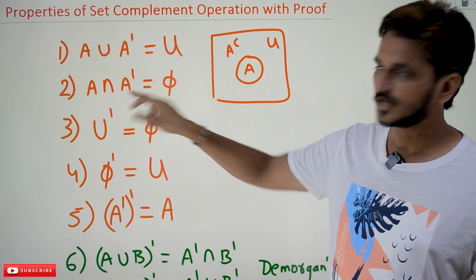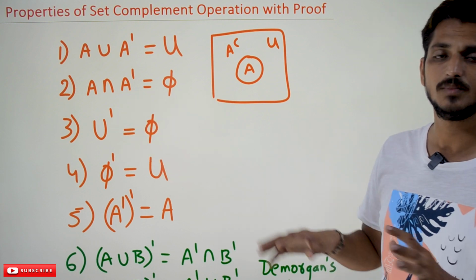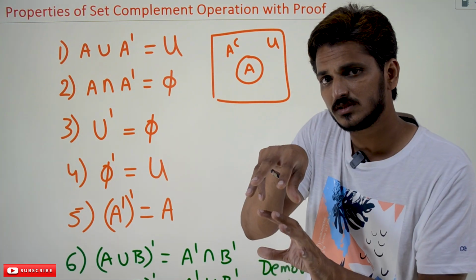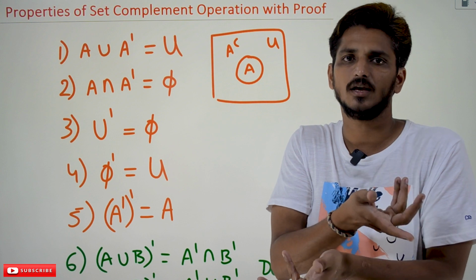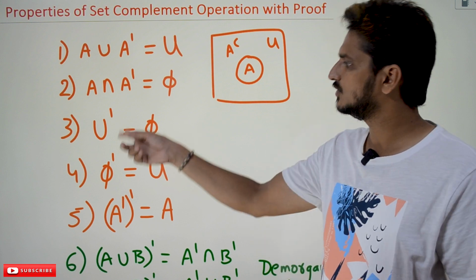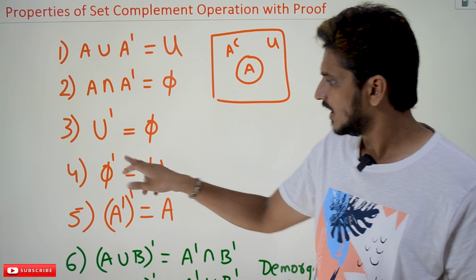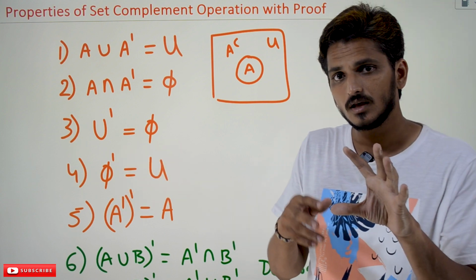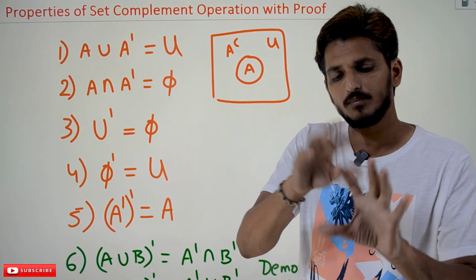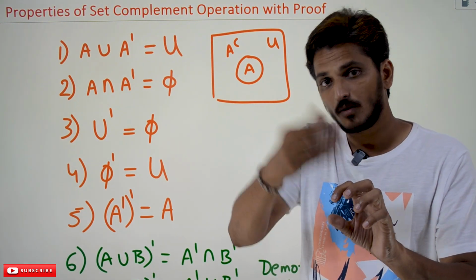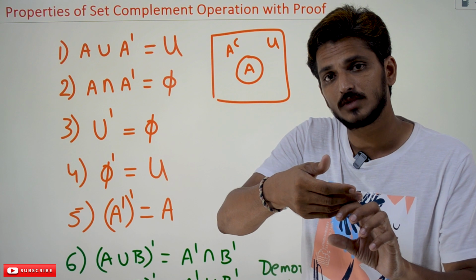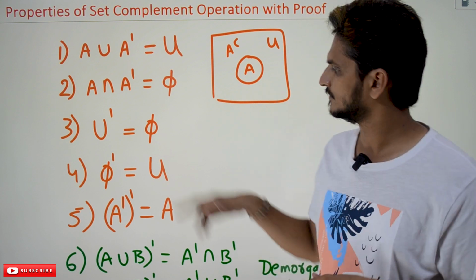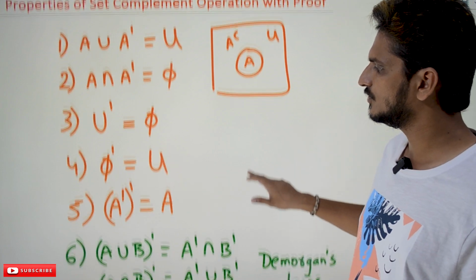Similarly, universal set complement is equal to empty set. Universal means all the elements. That which does not belong to the universe means empty set. There is nothing. So that's why U complement is equal to empty set. Similarly, empty set complement is equal to U. Complement means that which does not belong to the empty set, so it belongs to the universal set, all the elements. So empty set complement is equal to U.